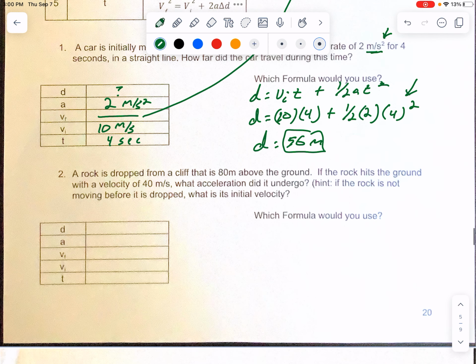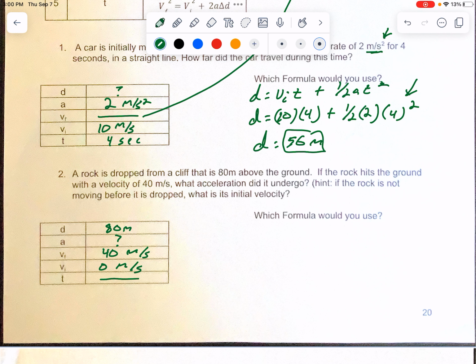Number 2, a rock is dropped from a cliff that is 80 meters above the ground, so that's our distance, 80 meters. If the rock hits the ground with a velocity of 40 meters per second, what acceleration did it undergo? Hint, if the rock is not moving before it's dropped, what is the initial velocity? If it's not moving when you're holding on to it, your initial velocity is going to be 0 meters per second. That means my final velocity is going to be 40. And we're looking for acceleration. So A is your question mark.